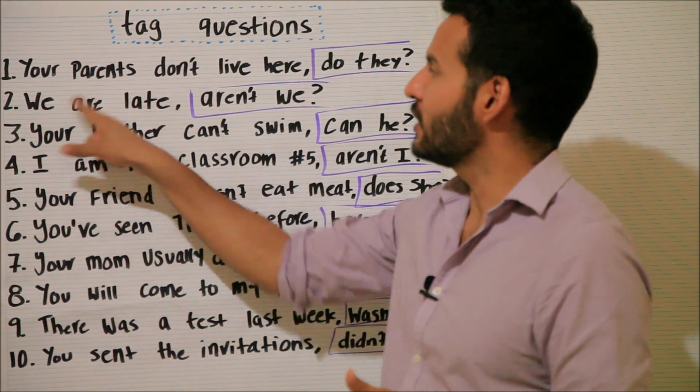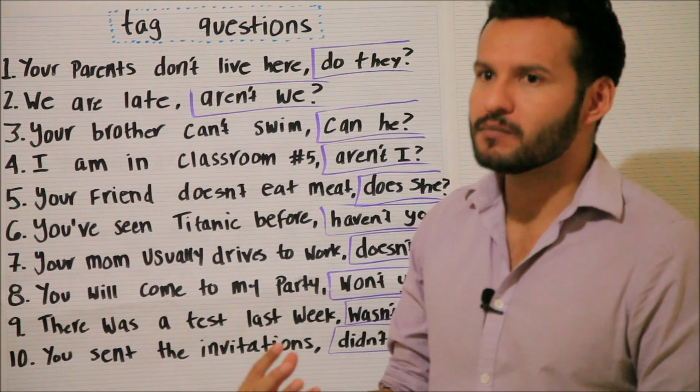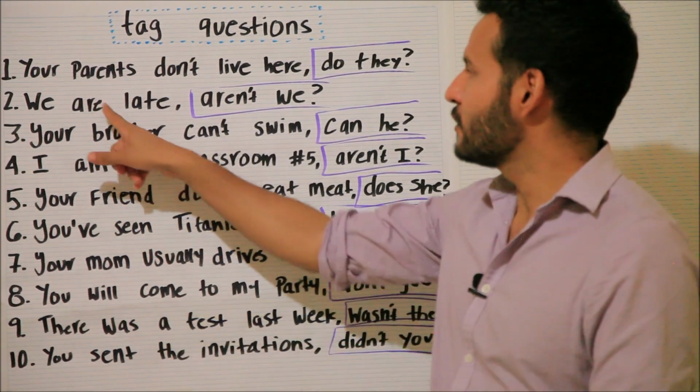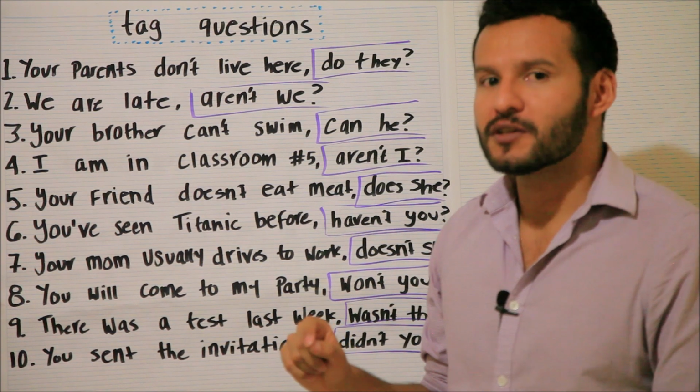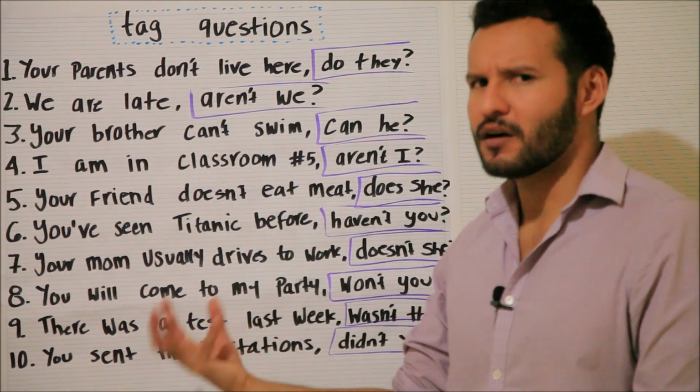Sentence number 2, we are late. Are in this particular sentence is not an auxiliary, but it's still the verb to be. So we repeat it in the tag question as well. So we are late, aren't we? We are late, aren't we?